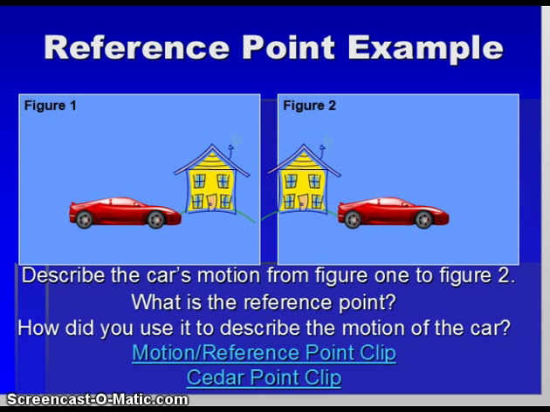But when we add in a reference point, we can tell that the car has moved past the house. Because the distance has changed from that house, we can know that the car is in motion. That is an example of a good reference point.